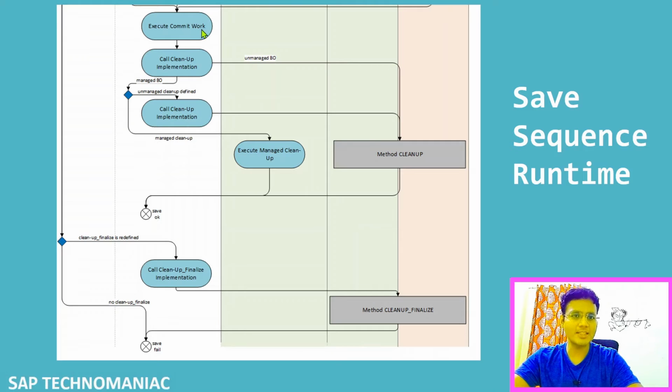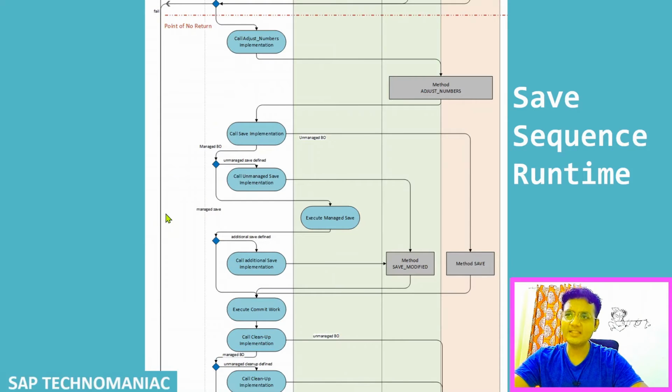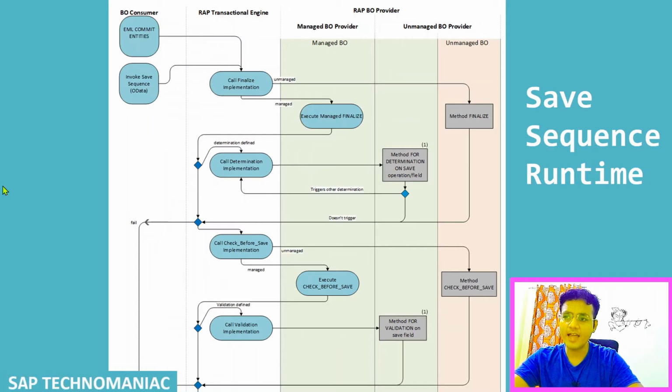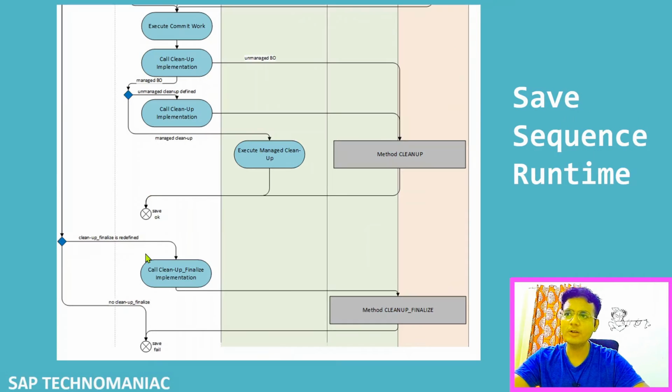When the commit work is executed, if you have defined cleanup in the unmanaged scenario, or in the managed scenario if you have defined cleanup or cleanup with additional save, all the cleanup will be called and the data will be saved successfully. But if some error came during the validation or determination, then what will it do? It will come directly here, do the cleanup activity, and give control back to the user to modify those errors.